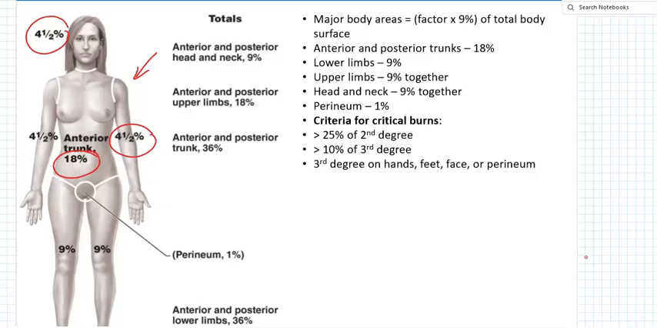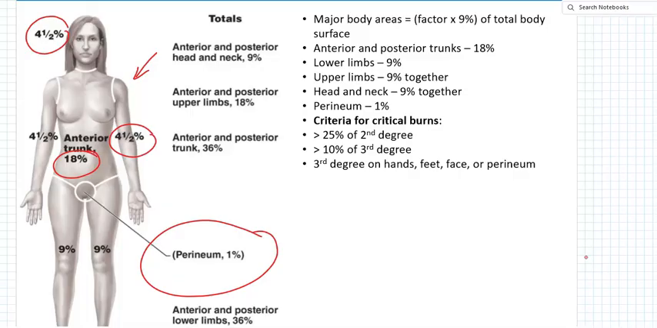Now, if you add all those numbers together for the entire body, you will get 99%. The last 1% is perineum. It is the space between the anal orifice and external genitalia. Okay? So that's what BSA is based off of? What, BSA, like body surface area? Yeah, this is body surface area, rule of 9.